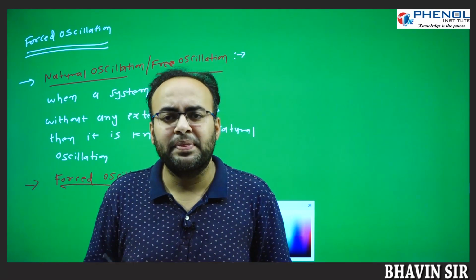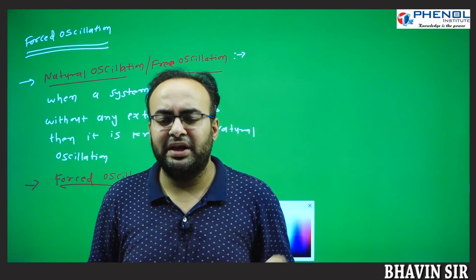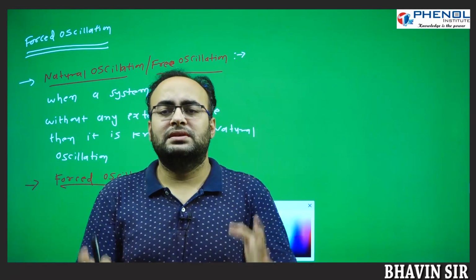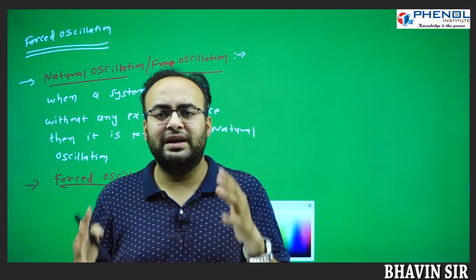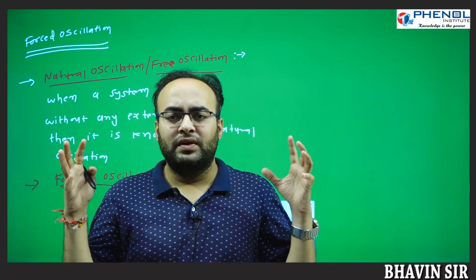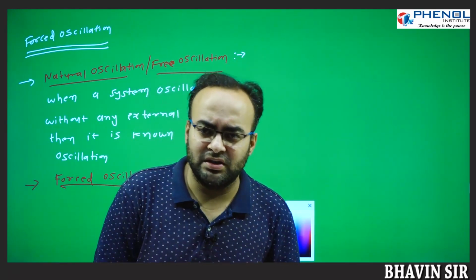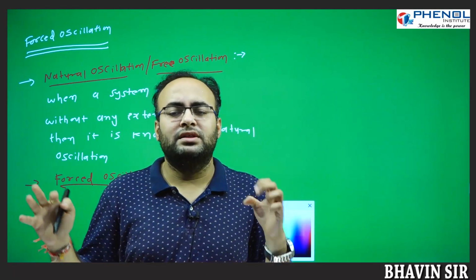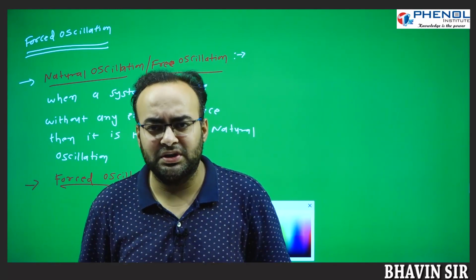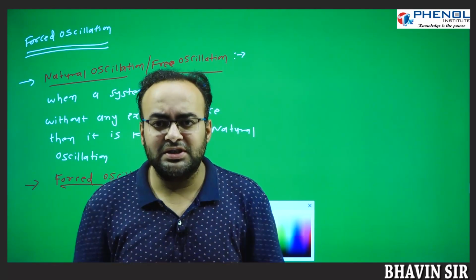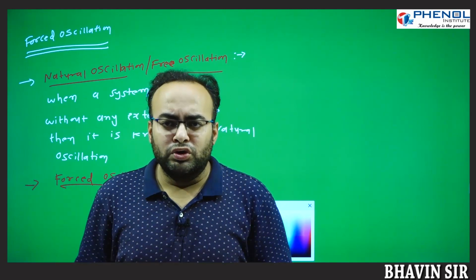Okay students, if you want to continue the oscillation of a pendulum or spring, then we need an external periodic force, and that is known as forced oscillation. If an external force is not there, then the oscillation is known as natural or free oscillation. If an external force is present, then it is known as forced oscillation.